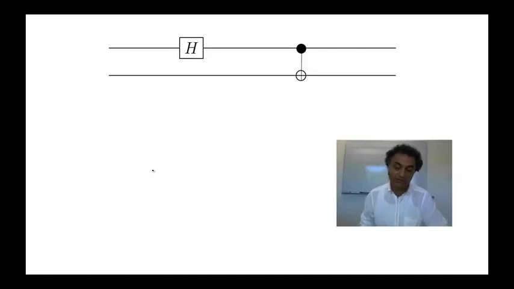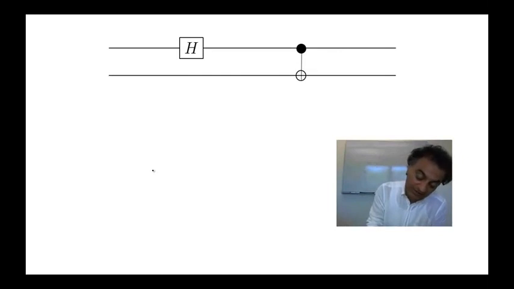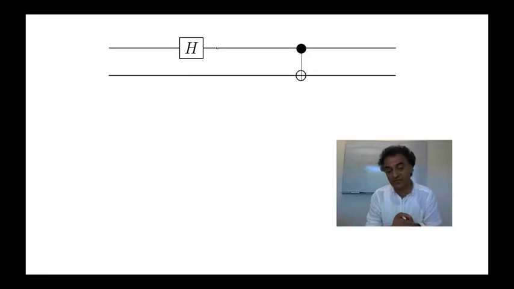So now we are ready to look at our first quantum circuit. So how does a quantum circuit work? A quantum circuit consists of wires and gates. It's just like a classical circuit, except that the gates are now quantum gates, and the wires carry qubits of information.